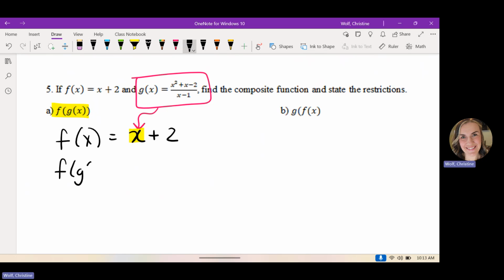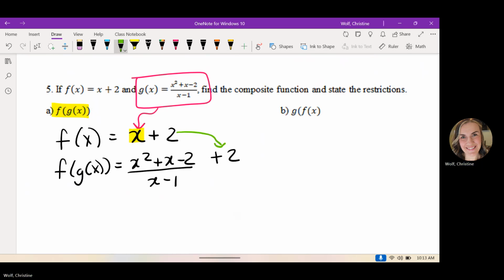So f of g of x would be x squared plus x minus 2 all over x minus 1. But then you still have this little stinker hanging out. He does not get added with that and make a 0. Absolutely not. You wouldn't be able to do that. This doesn't have a common denominator, okay? He's kind of on his own.